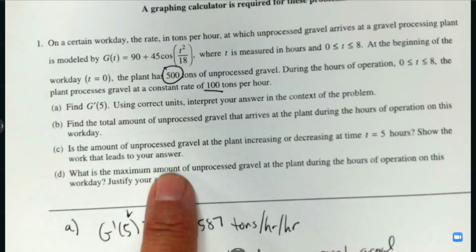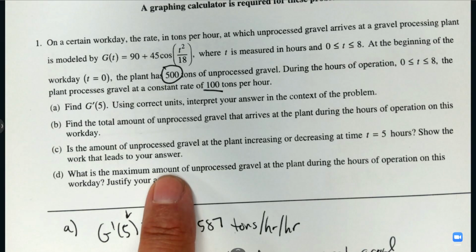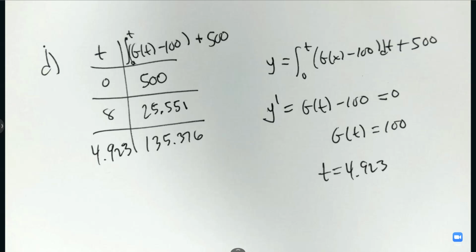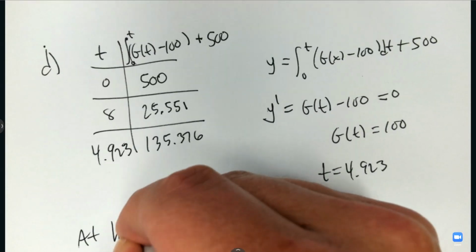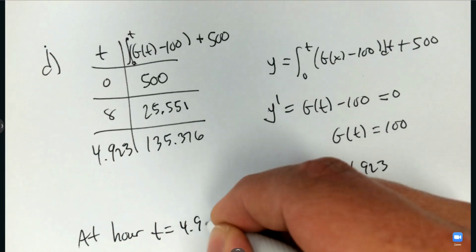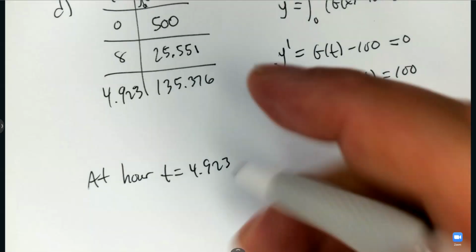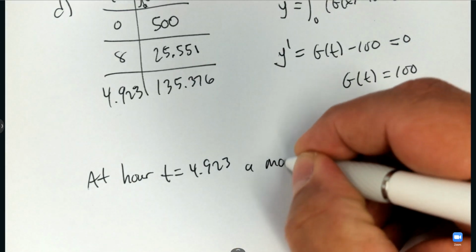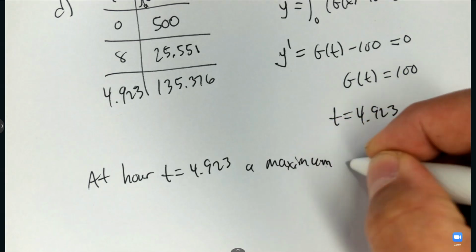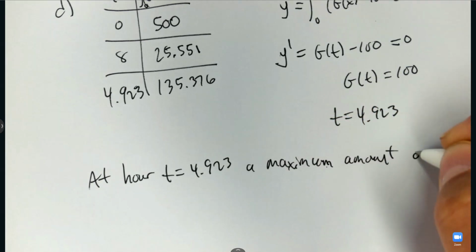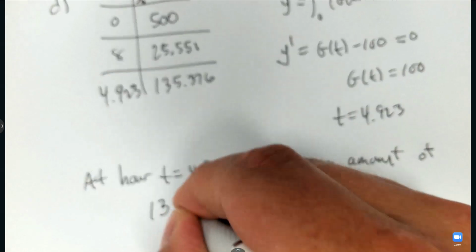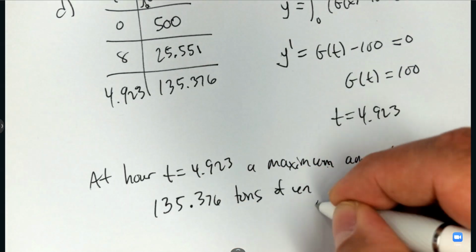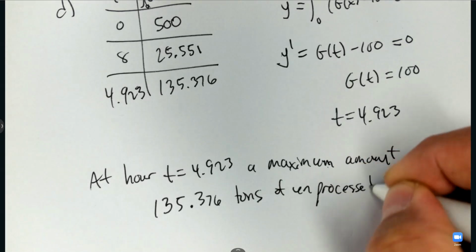So what is the maximum amount? So I am looking for the y coordinate, not the time it happens, and then during the operation. So at hour, t equals 4.923, a maximum amount of 135.376 tons of unprocessed gravel remains.